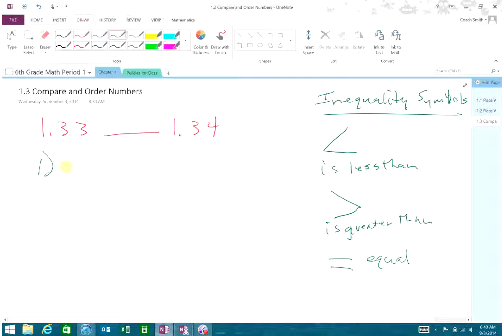Okay, so as we look at these two numbers, the first step that you always need to make sure, step one, is to make sure each of the numbers have the same amount of digits. Okay, it's to make sure that each number has the same amount of digits. How many digits does the first number have? Three. How many does the second number have? So they have the same amount of digits.